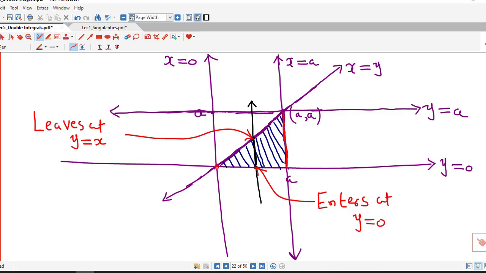So this is the leftmost point of the region, which is the origin, and at this point the value of x is 0. All these are uppermost points of the region, and at all these points the value of x is a, because all these points are on the line x equal to a. So x is from 0 to a and y is from 0 to x.